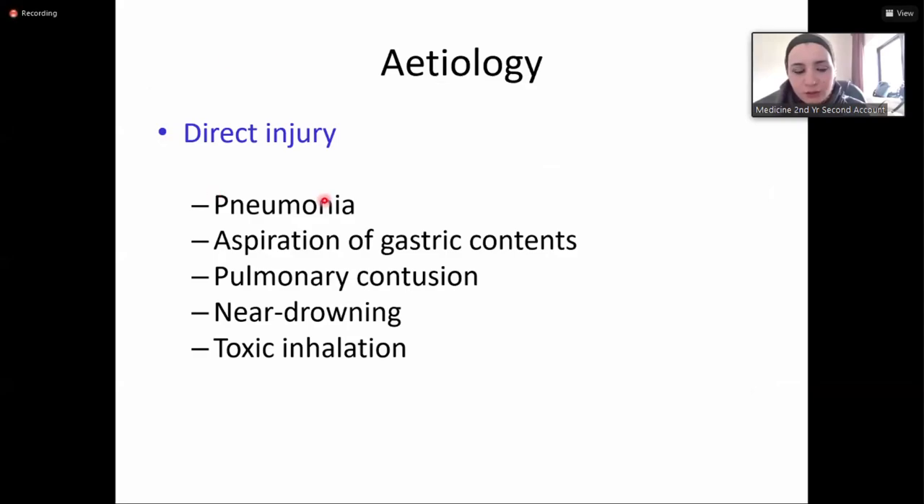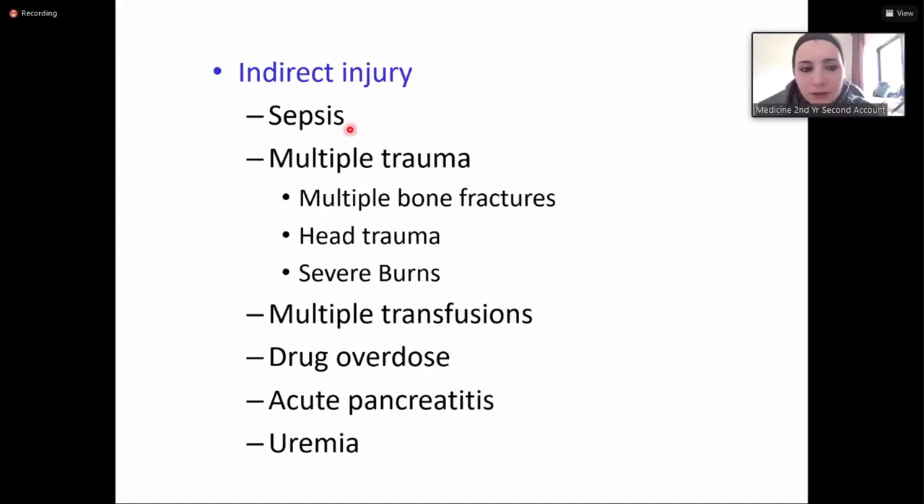Etiology could be related to direct injury, يعني injury affecting the lung itself, زي pneumonia, اللي هو inflammation or infection of the lung parenchyma, aspiration of gastric contents entering into the lungs, pulmonary contusion, اللي هو trauma to the lungs, near drowning, اللي هم الناس اللي بغرقوا بس they survive, toxic inhalation of toxic substances.